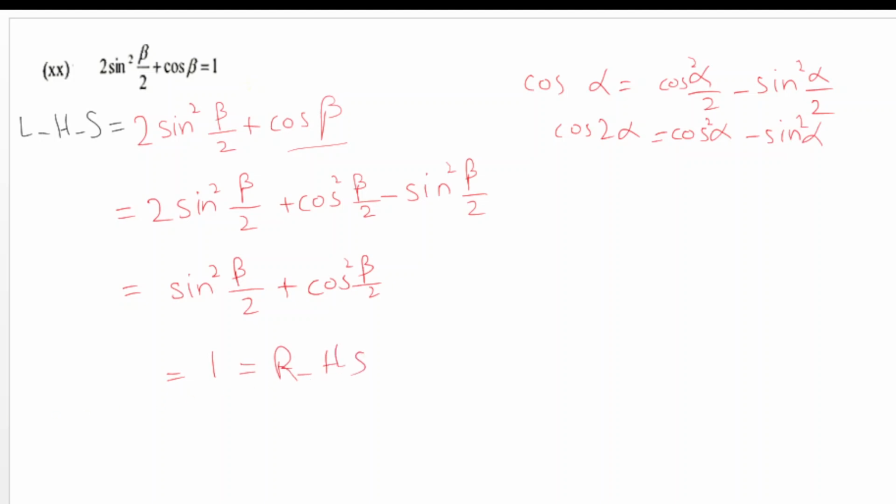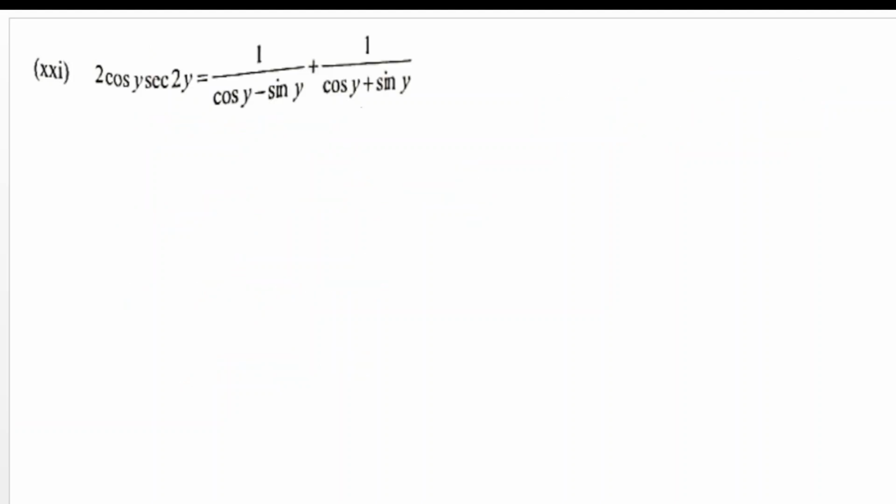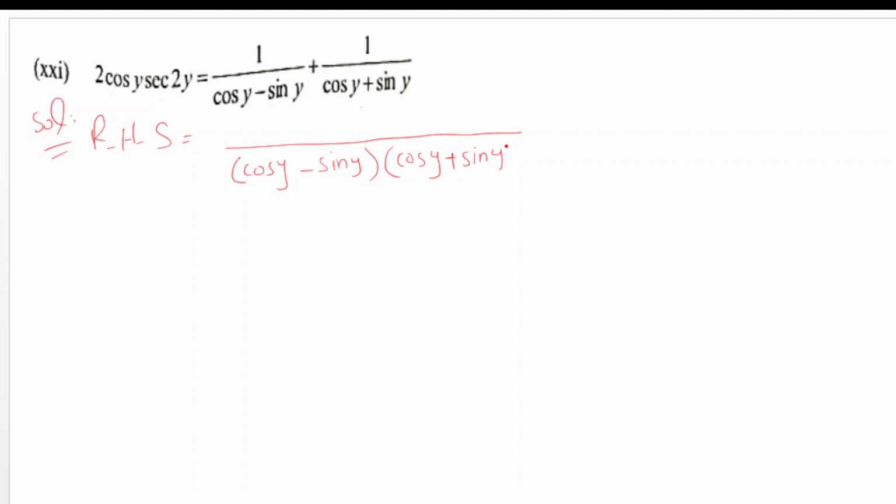Okay, so let's move toward the next question here. This is the 21st question. We need to solve this question, so we will take the right hand side here. Let me write here the LCM. As the plus is inside, let me write cos y minus sine y over, and then cos y plus sine y here. Cos y minus cos y will cancel.